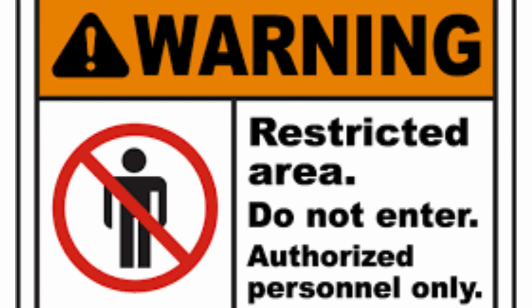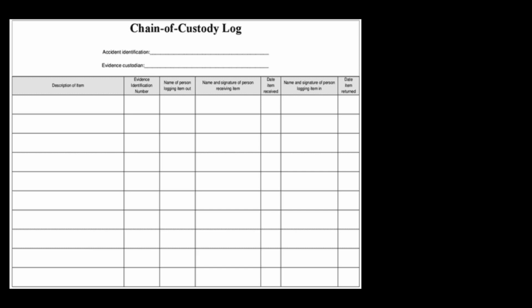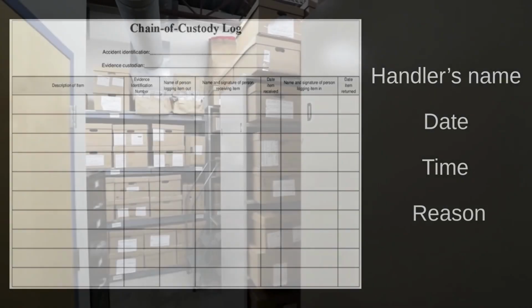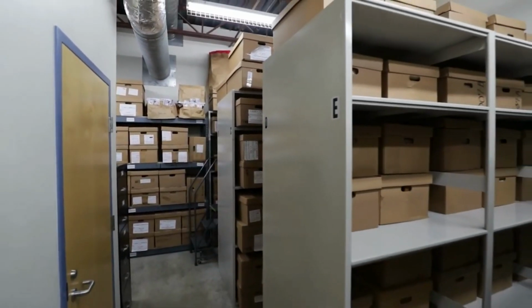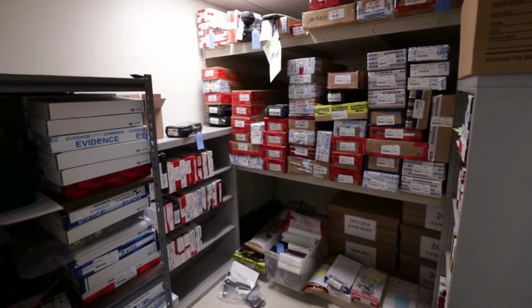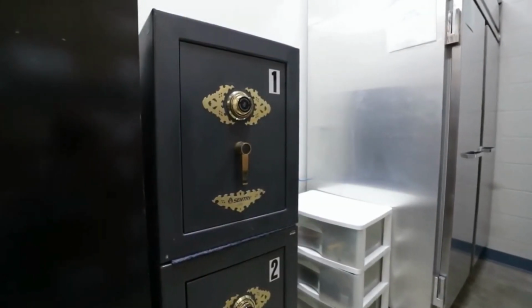Each time an evidence item was accessed, moved, or examined, it was recorded in the custody log, including the handler's name, date, time, and reason. By carefully tracking every movement and maintaining secure storage, we ensured that the evidence remained untampered and legally credible at every step of the investigation.